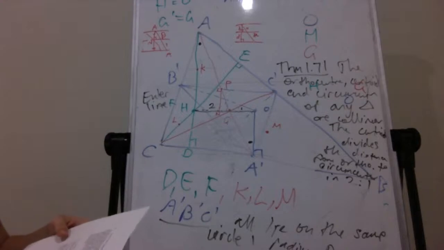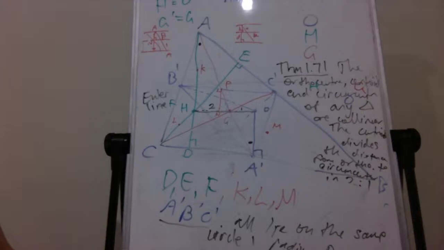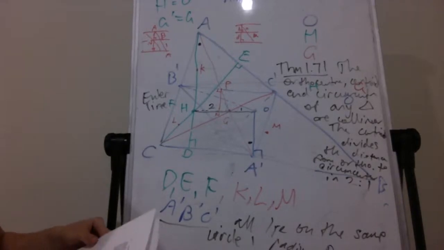Well, we can just prove that A', B', C', D, E, F are on the same circle, and then we can prove that they bisect AH, BH and CH. Yeah, that works. QED. No. Oh yeah, I remember. This is actually quite nice. Okay.